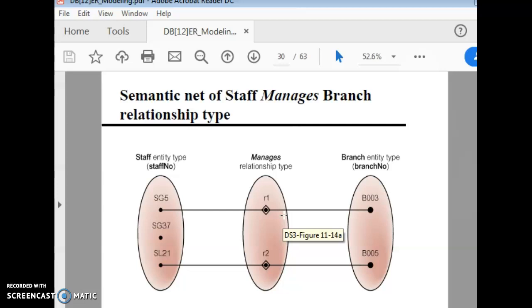In this semantic net, staff number SG37 does not manage any branch. It means a member of staff can manage 0 or 1 branch. But if we see the branch entity type, both B003 and B005 are managed by staff members SG5 and SL21. And no branch is left without participating in the relationship in the semantic net. It means each branch is managed by one member of staff.